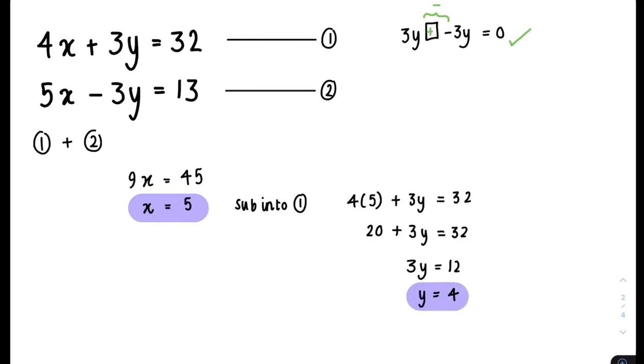And I forgot to mention in the last case, one nice thing about simultaneous equations is that you can check if your answers are right. So if you sub these 2 values into here or here, you should get what the equations equal to. So if I sub in x and y into this, it should give me 32. And if I sub x and y into this, it should give me 13. And that's how you can check if you've got the question right or not.